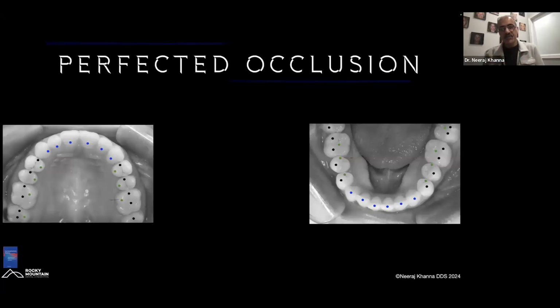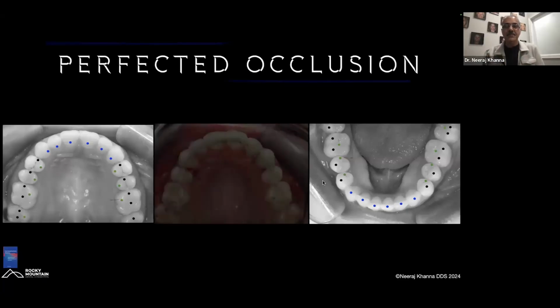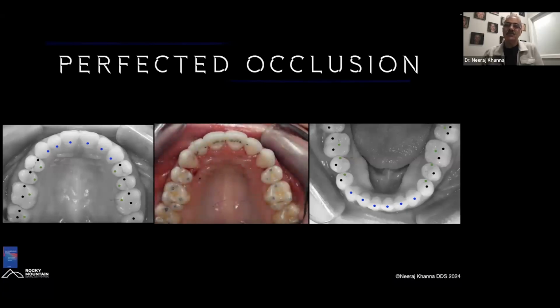We can put dots where we believe they belong. But in the real world, this is what it looks like. And you can get the dots as close as you can. But my advice to you all is, when you're trying to dial in someone's occlusion, try to make the landing places in a predictable flat area, cusp to fossa, and that's the goal.